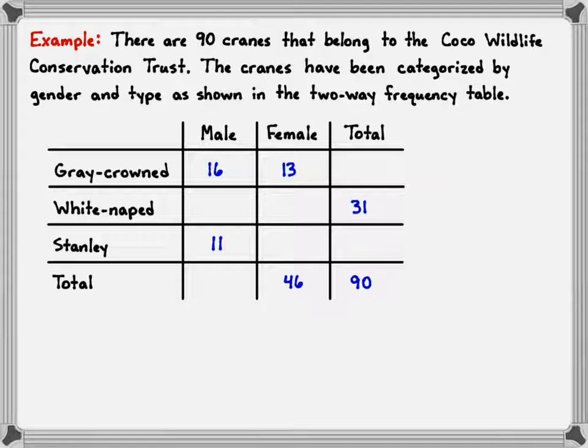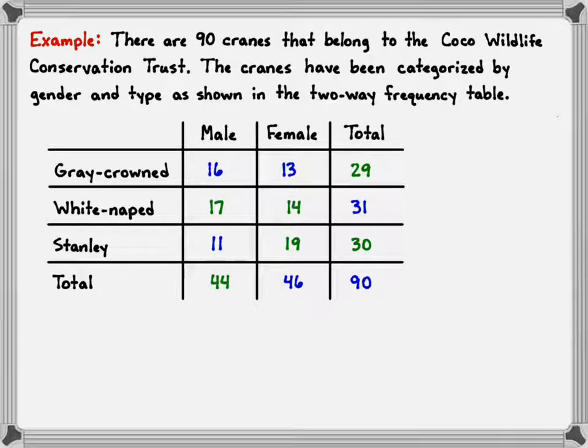So we can fill out the rest of the table. The total gray-crowned cranes is going to be 29. Because the total is 90, and I know that there are 29 gray-crowned cranes and 31 white-naped cranes, I can add those up and subtract that from 90 to figure out that there are 30 Stanley cranes. From there, because I've got 46 females and 90 total, that means there are going to be 44 males. Then because there are 30 total Stanley cranes and 11 males, that means there are going to be 19 females. And then 14, just filling in the rest of the table by addition and subtraction. Okay, so that's our table altogether.